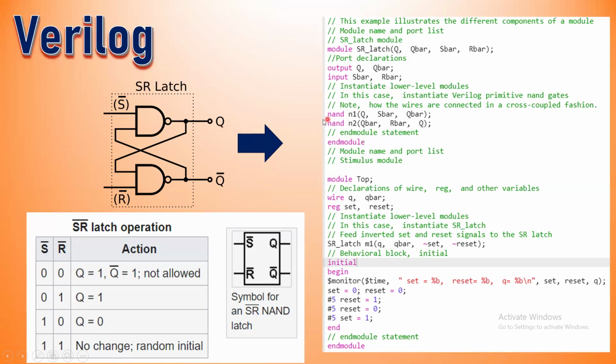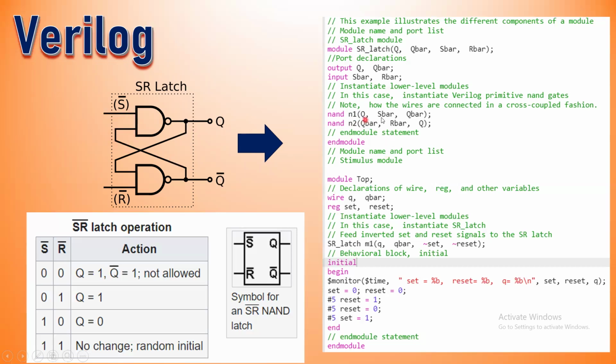For the first NAND gate, the syntax is as shown: nand N1, or you can simply say nand G1 or G2, whatever you want to name it. In the brackets, first comes the output of this gate, Q, and then the inputs. The inputs are S bar and Q bar coming right here. So S bar and Q bar.